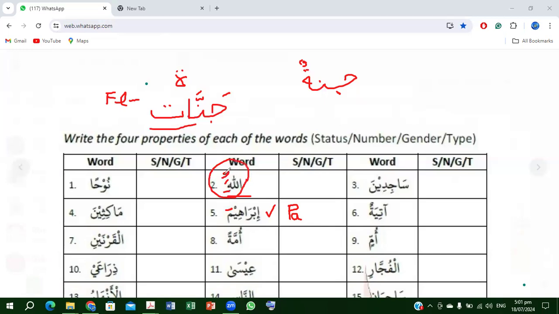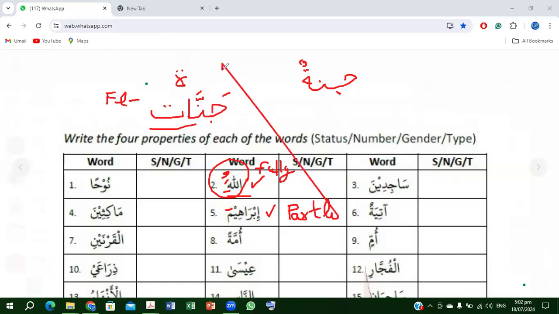In rafa it will be Allahu, in nasab it will be Allah, in jar it will be Allahi. So it can come in all 3 forms: Allahu, Allah, Allahi. So this is fully flexible. It can change, it can take all 3 forms. But there are some partly flexible. Remember, we have done this, but I know revision is required. It's completely fine.